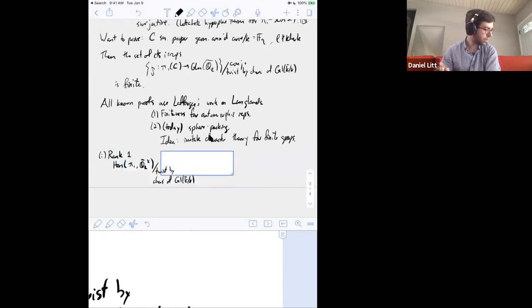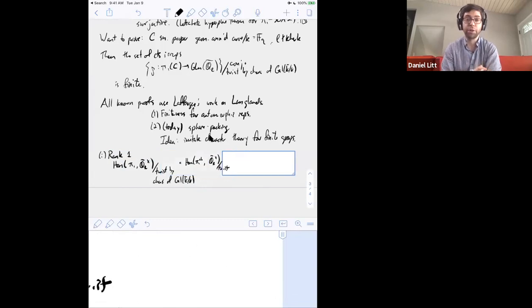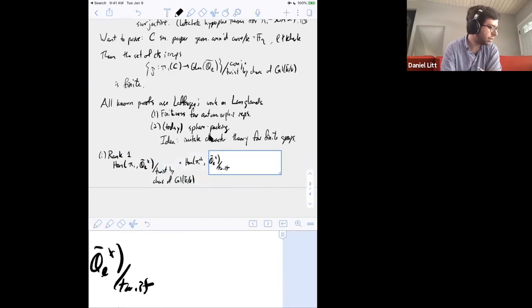All right. Well, I claim this is the same as Hom from the abelianization of pi1 into QL bar cross modulo twist. Why is that? Well, it's because QL bar cross is abelian. And does anyone know what that abelianization is? It has another description. Maybe in terms of the Jacobian of our curve.